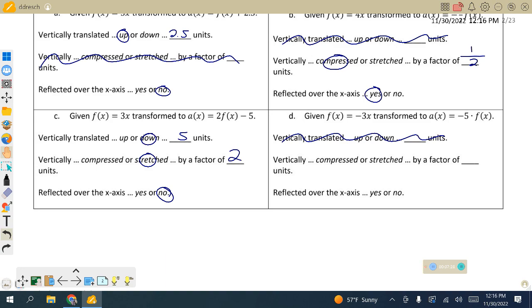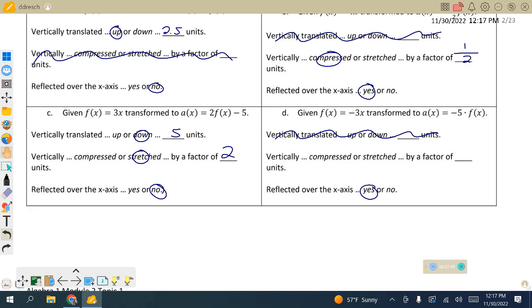What else is happening though? What's the very first thing you encountered? A negative. So we start off as decreasing because it's negative 3x. And then when I throw that negative out there, it now changes it to increasing. Yeah. And what that means is we say in math, there was a reflection happening over the x-axis.